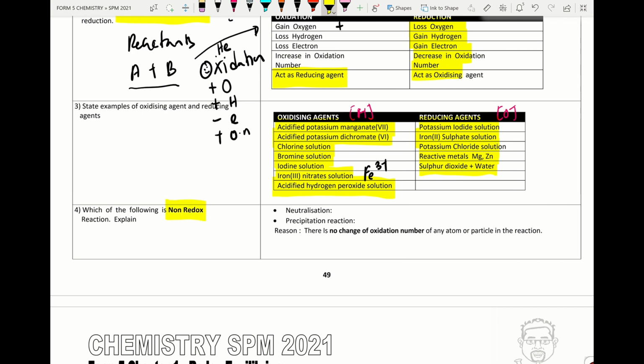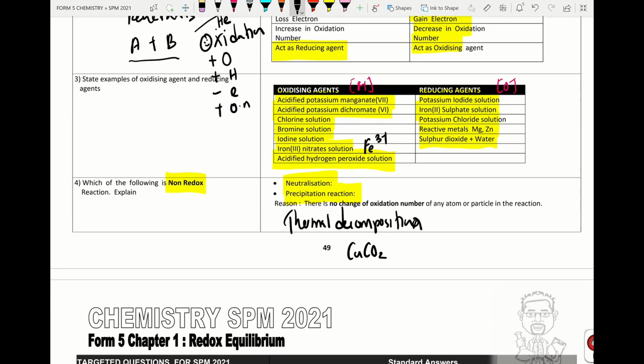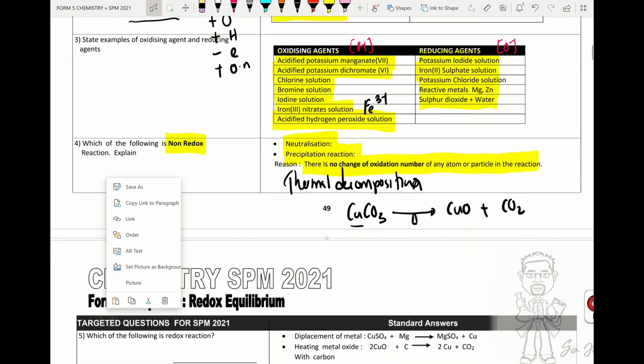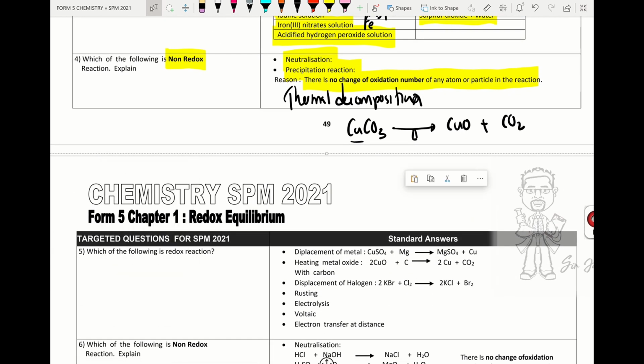So we go for non-redox reactions. Please remember neutralization, precipitation, and one more, thermal decomposition of metal carbonate. For example, copper(II) carbonate heated strongly gives a metal oxide. The metal is copper, so the metal oxide will be copper(II) oxide plus carbon dioxide. The answer for why this is a non-redox reaction is that there is no change in oxidation number. So please remember all these examples of short essay questions.